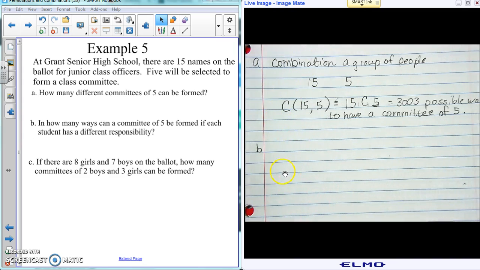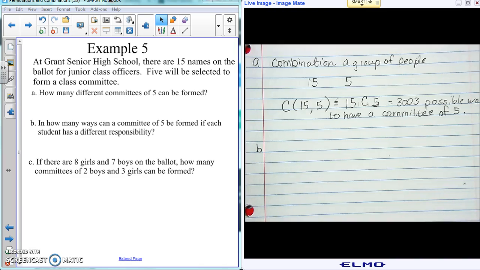And again, B here says, and how many ways can a committee of 5 be formed if each student has a different responsibility? So a different responsibility. So like, for example, let's say president, vice president, secretary, and treasurer. And then sergeant at arms or something like that. So let's say we have those 5, and because they're all different responsibilities, the president has a different responsibility than the vice president, different responsibility than the secretary and the treasurer and sergeant at arms. They all have different responsibilities.